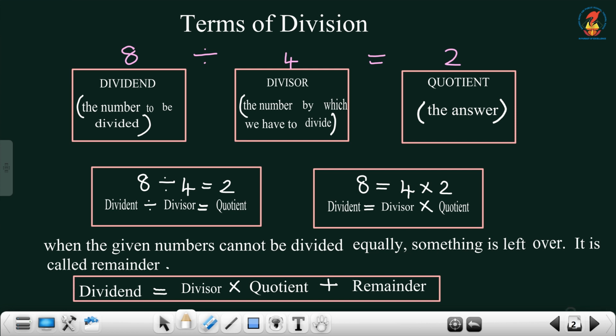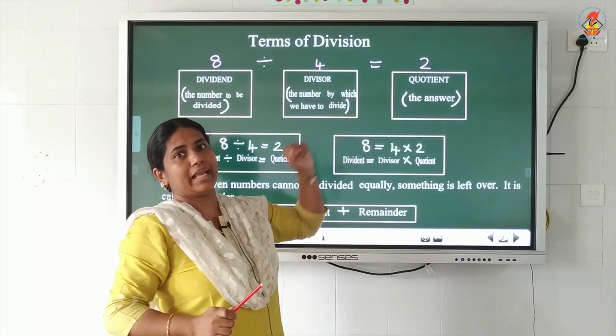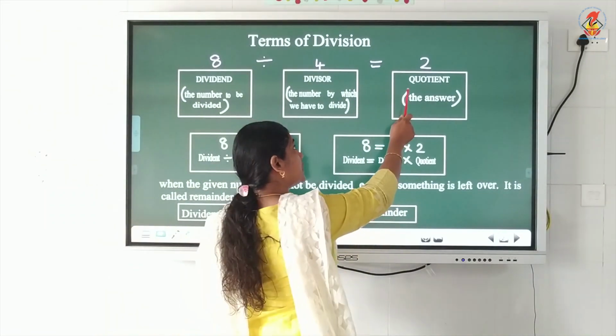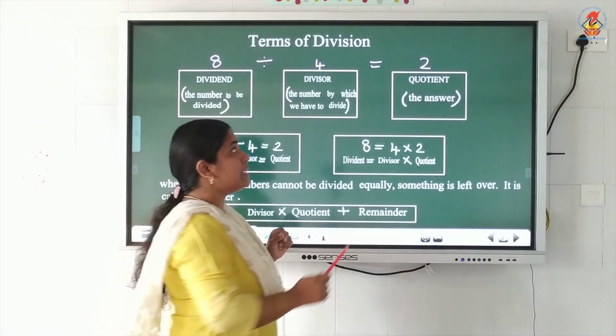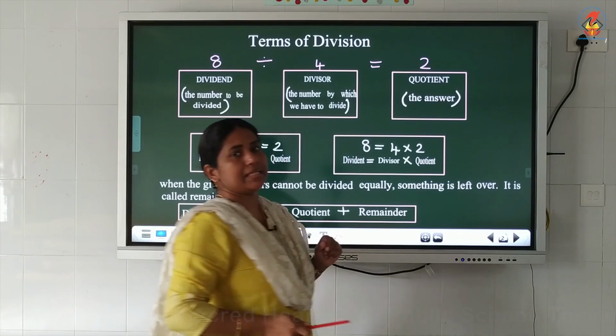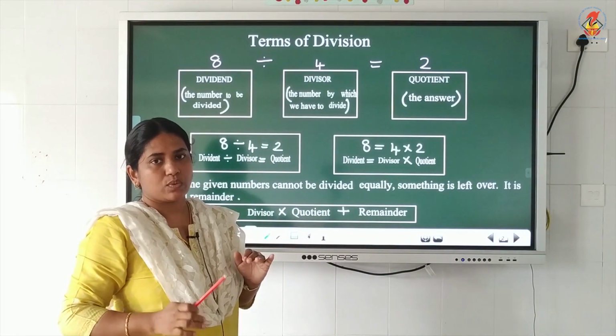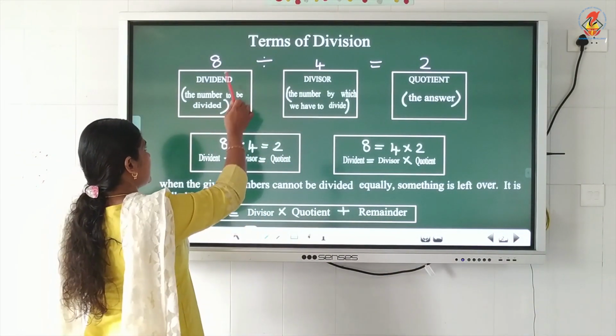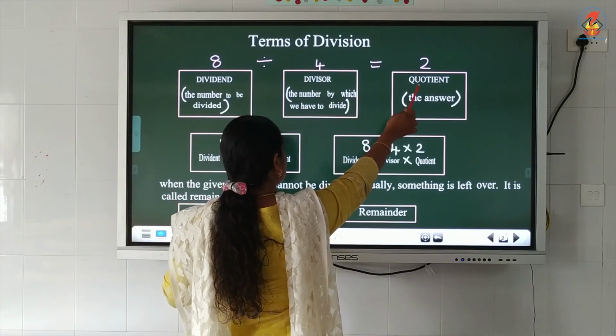And when we divide 8 by 4, we will get one answer. The answer is given here, 2. This answer also has a name, that is called quotient. What is the spelling? Q-U-O-T-I-E-N-T, quotient.